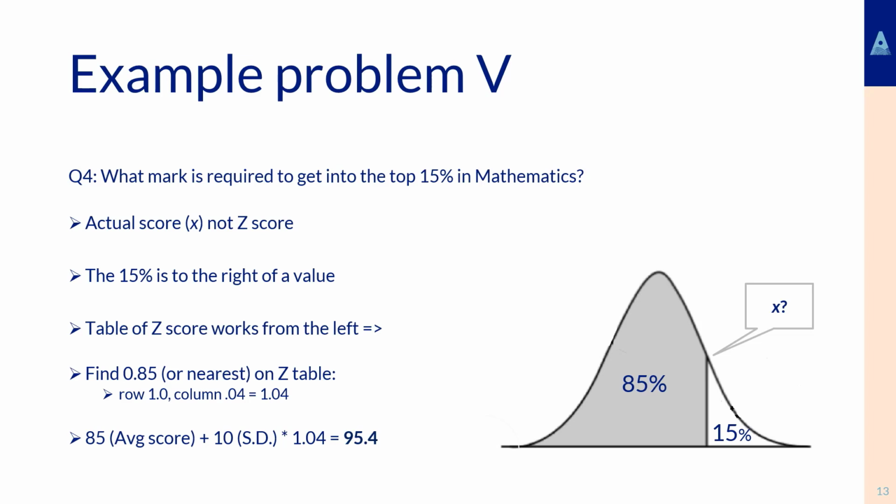So where is that on the line? Well, the mean is 85, the average score is 85, and the standard deviation is 10. So 1.04 times 10 plus 85 gives us a figure of 95.4. That means X is equal to 95.4, and anybody who scores 95.4 or 95.5 is in the top 15% of mathematics.